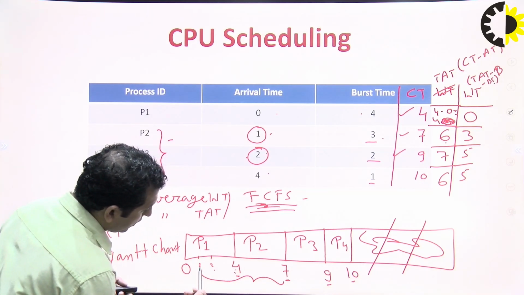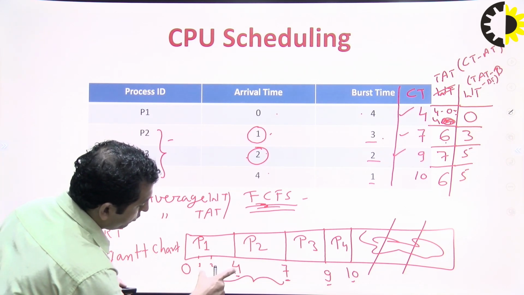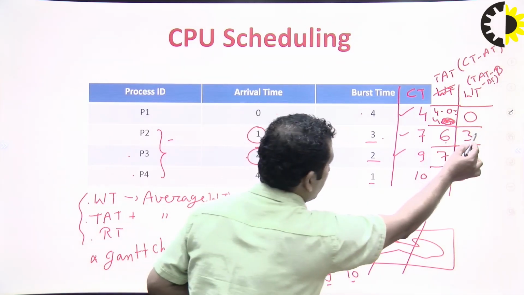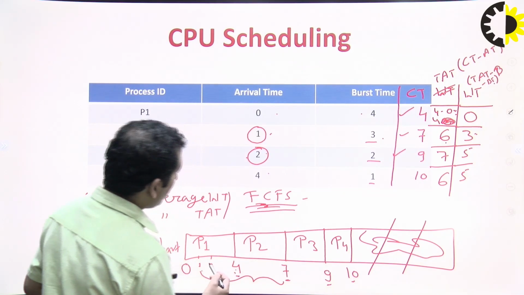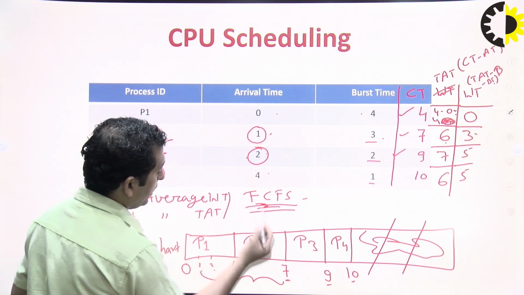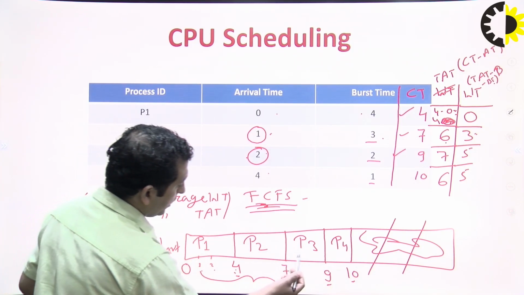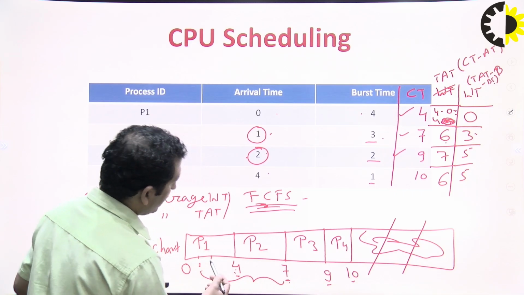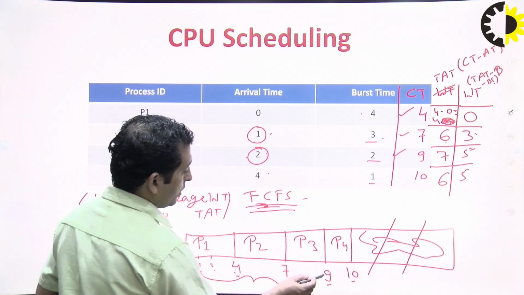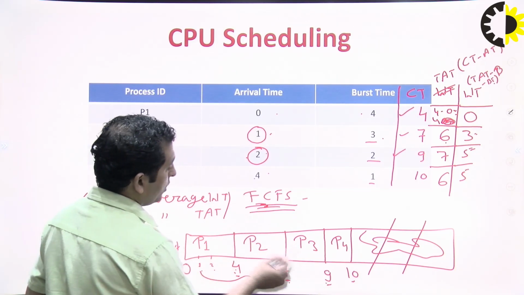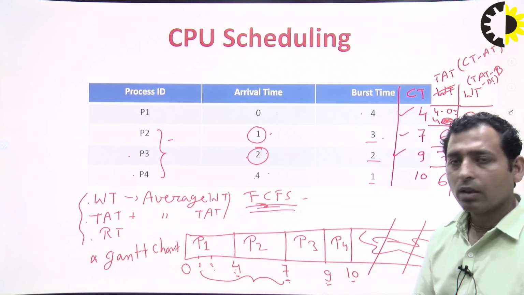So, this is the waiting time for the different processes. P2 waits to get the CPU, that is 4 minus 1, which is 3. P2 exits from the system at this point. P3 gets the CPU at this point, 7 minus 2, that is 5, and P4 gets the CPU at this point, so 9 minus 4 is also 5. We can also calculate it using another formula.